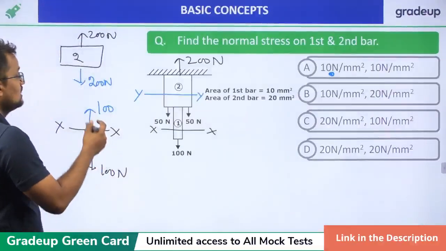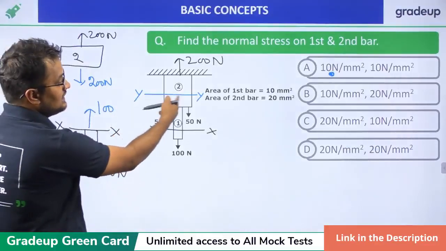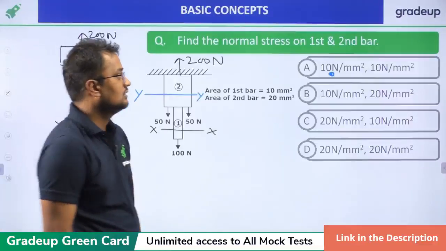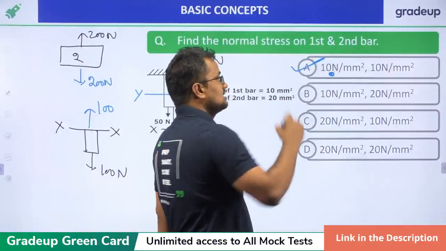So what is stress? Stress is force by area, 200. What is area here? Area here is 20. 200 by 20 is again 10. So our A option is correct.